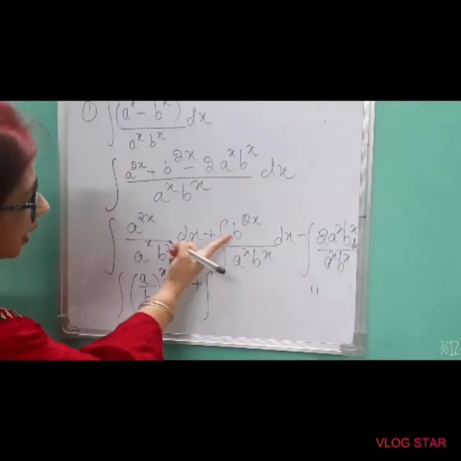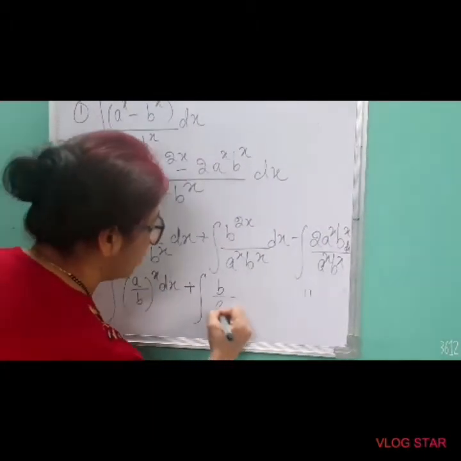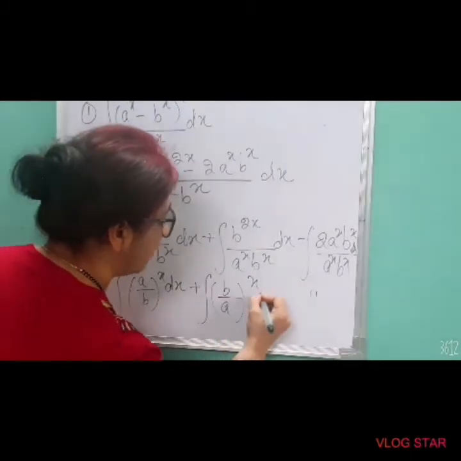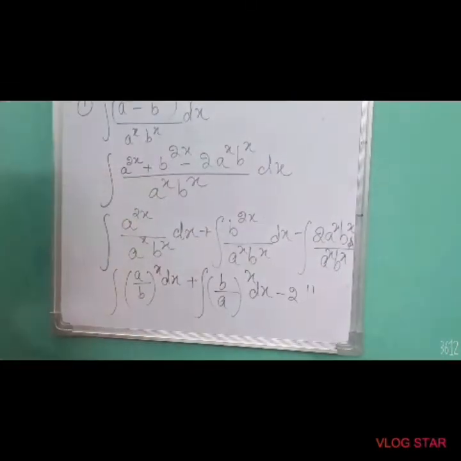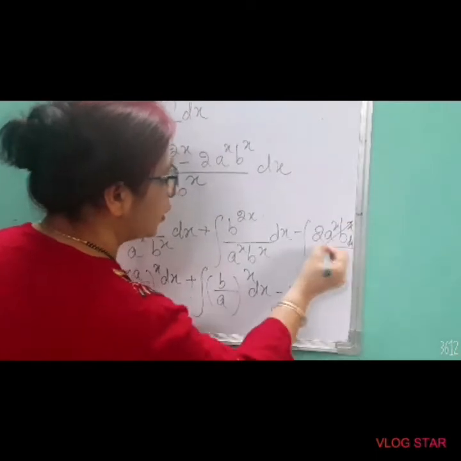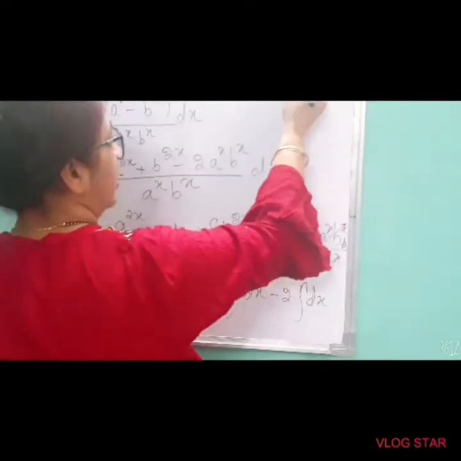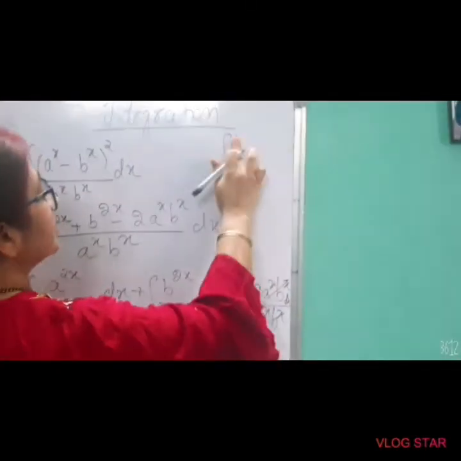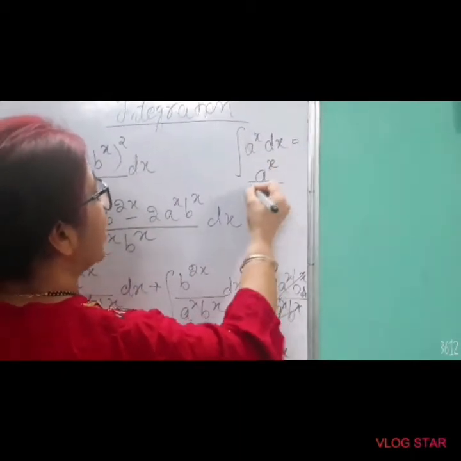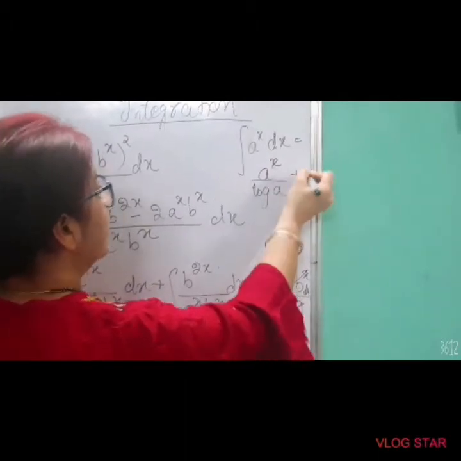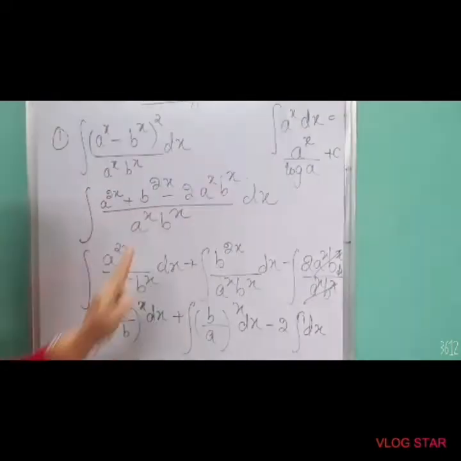Similarly, here also I am using that exponent property only. b²ˣ and bˣ become bˣ, and it becomes (b/a)ˣ dx minus. I will take the 2 outside because it is a constant value, and the rest got cancelled, so it becomes dx. Now I will write one formula: ∫aˣ dx = aˣ/log a + c. This is the integration of aˣ. We will use this formula here.